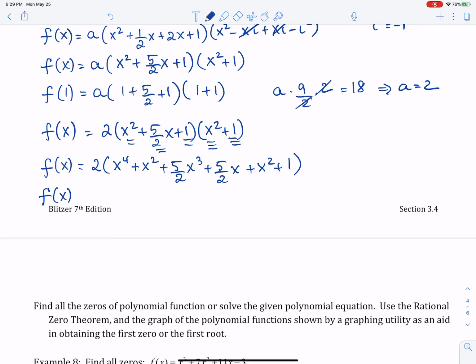And I'm going to be combining and multiplying at the same time. So 2 times x to the 4th. Now I'm going to go to the cubes. That's 5x cubed. Then x squared and x squared is 2x squared. 2x squared times 2 is 4x squared. Then 2 times 5/2 would be 5x. And 2 times 1 is 2. So that's my final answer here.